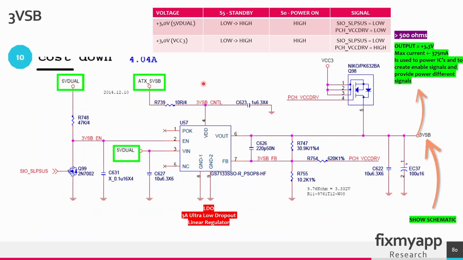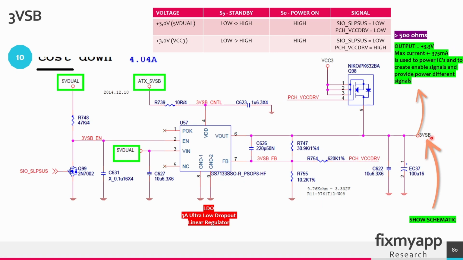In power sequence 10, we have to create the 3.3 standby voltage. This voltage comes from two sources. One is from the 5 volt dual power rail that we created in the previous sequence. And when the ATX power supply is turned on, it will get its 3.3 volt from the VCC 3 pin. The SIO sleep suspend signal that we created in the previous power sequence is low, and because it's low, this MOSFET is turned off. And then the enable signal will be present at this location, and it will be the input for this voltage regulator. When the enable voltage is present, it will turn this voltage regulator on and it will create the 3V standby voltage.